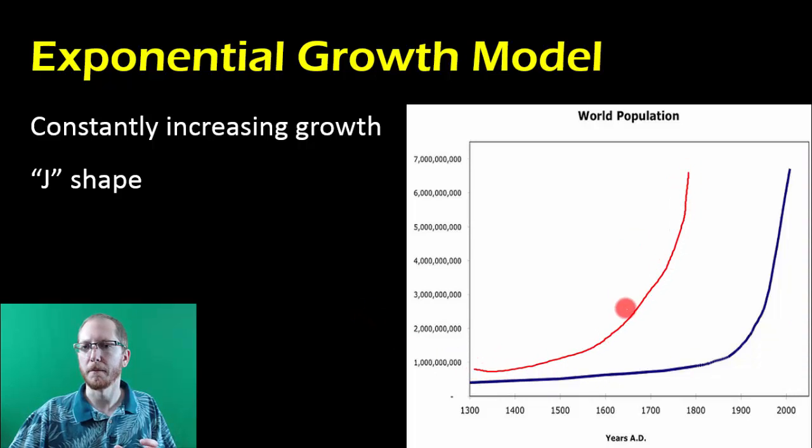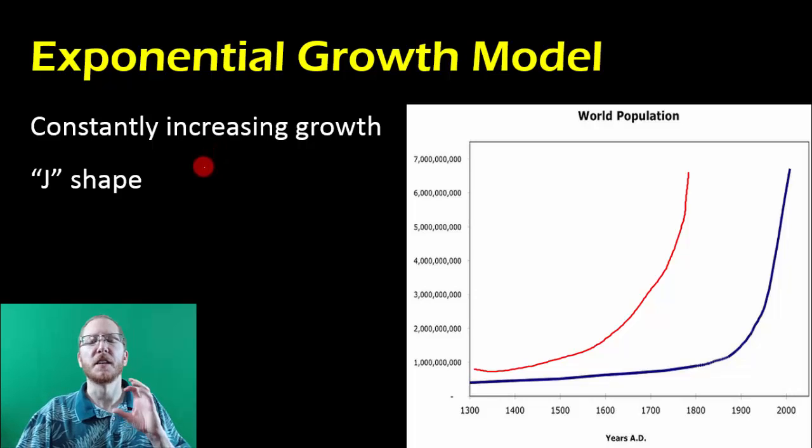And the reason for this is if you have a population that doubles at a set time interval, so let's say it doubles every year. We start out with 2 people, and after a year it doubles to make 4.